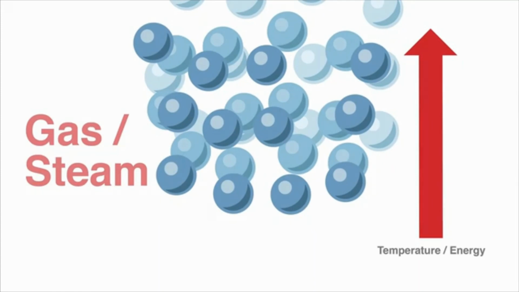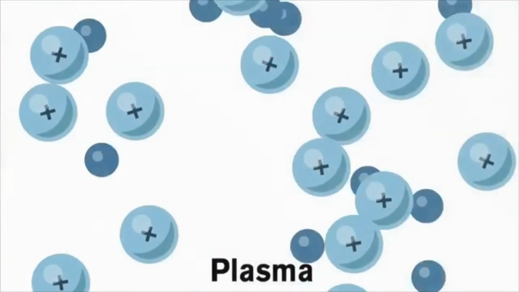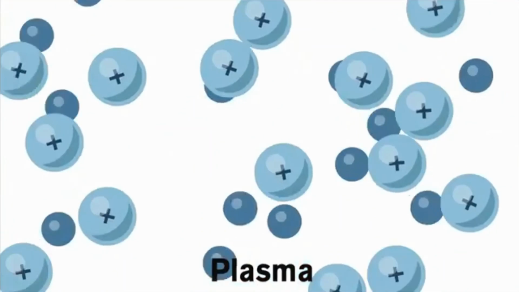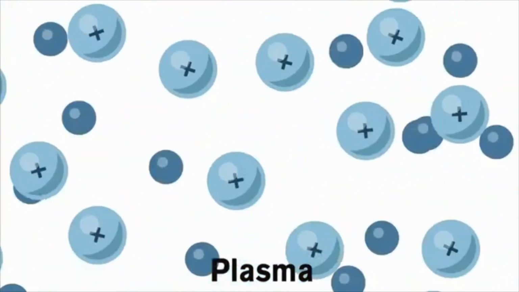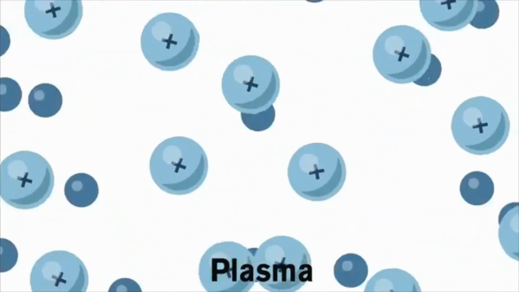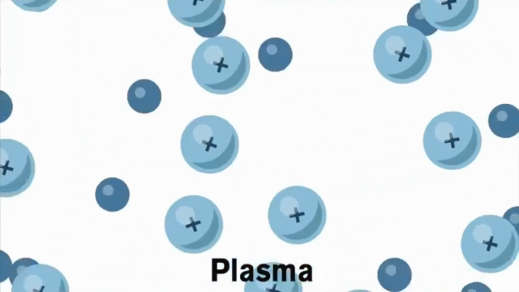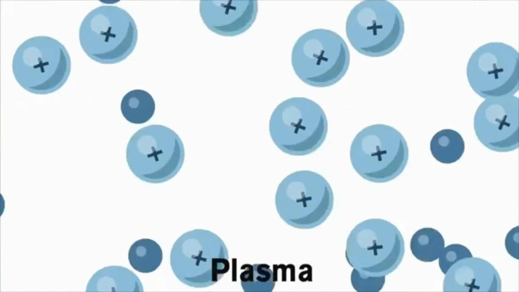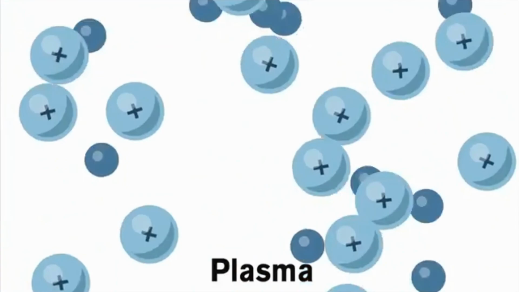But what happens if you add even more energy to the steam? A lot more. If you could heat it to 11,700 degrees Celsius, the steam would break up into a number of component gases. It would also become electrically conductive or ionized. This high-energy ionized gas is called plasma.